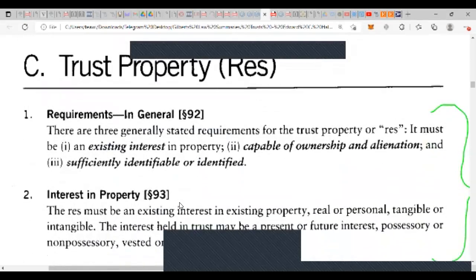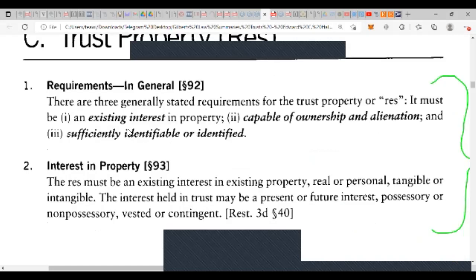So trust property or res requirements. Number one, in general, Section 92. There are three generally stated requirements for the trust property or res. It must be, one, an existing interest in property. Number two, capable of ownership and alienation. And three, sufficiently identifiable or identified.